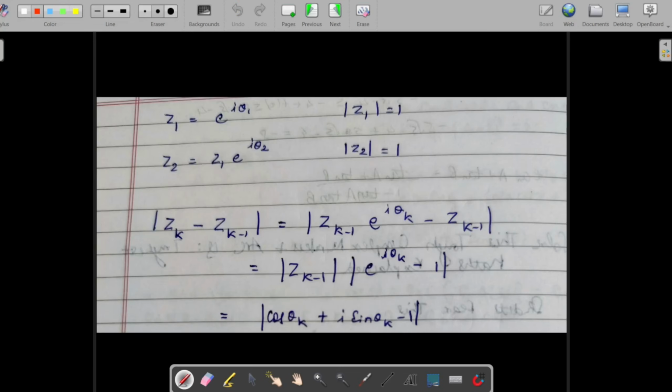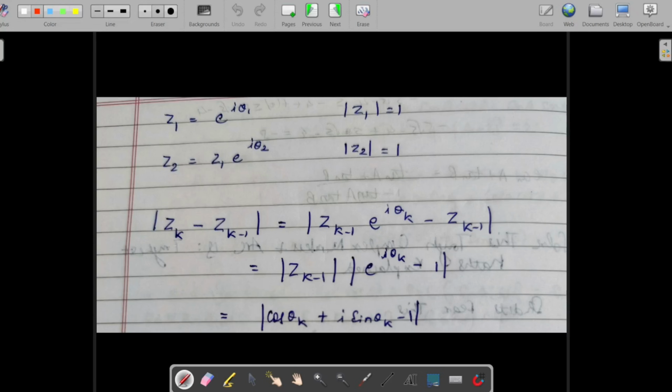So you can see that z1 is e raised to power i theta 1, that is given, so mod of z1 is 1. Similarly, because all complex numbers are given in the form of z1, the modulus of all of them is also 1. They are given in such a way that the mod of all these numbers is 1. What changes is the argument or amplitude.